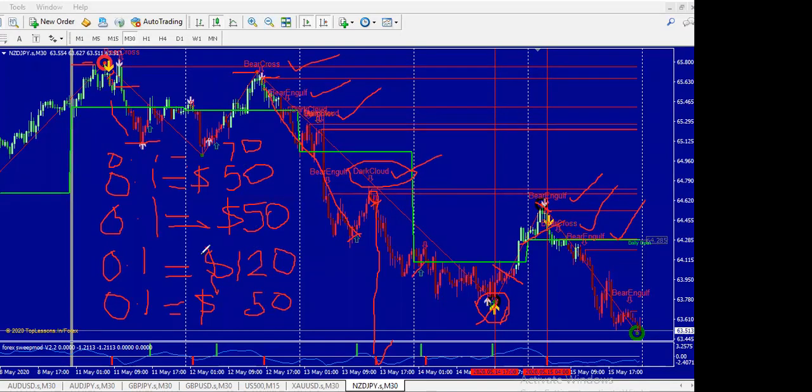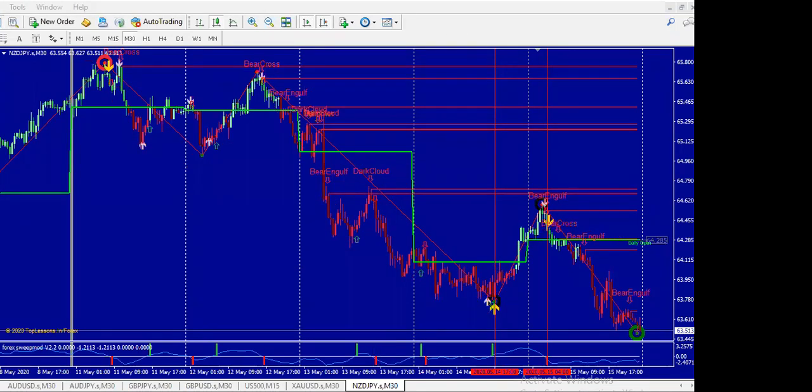This is just one currency pair for a whole week, and these are the most volatile currency pairs you have on the forex market. So 50, 50, 100, 150 plus 120, that's 270. 270 plus 70 is going to give us $340. $340 on just one currency pair. All right, this is NZDJPY.